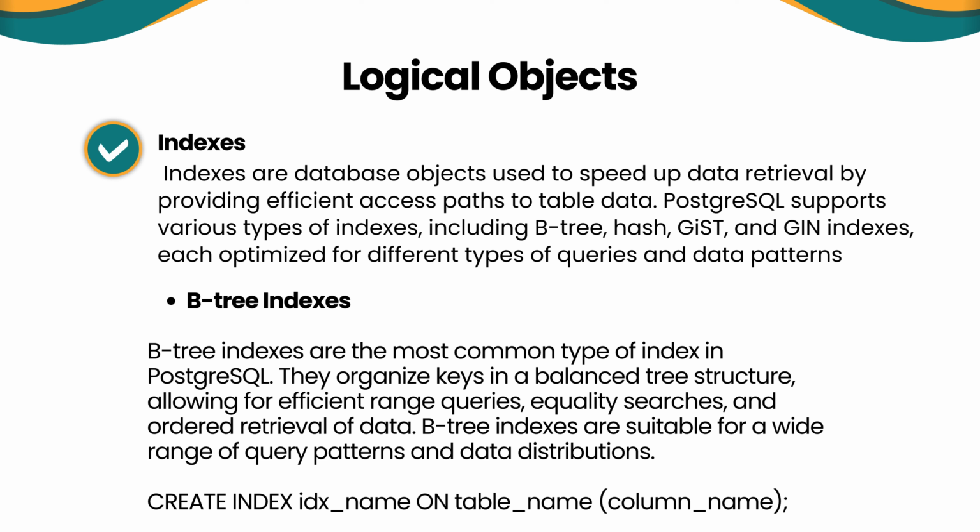And we can create a B-tree index with a very simple command: CREATE INDEX, the index name, and the ON keyword, and after that we use the table name, and in brackets the column name on which we want to create the index. So B-tree indexes are a fundamental feature in PostgreSQL, providing efficient data retrieval for a wide range of queries. By understanding how to create, use and maintain B-tree indexes, you can optimize the performance of your PostgreSQL database and ensure efficient data access by your application.